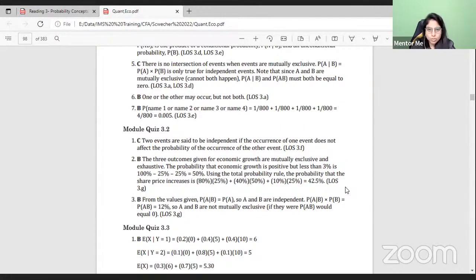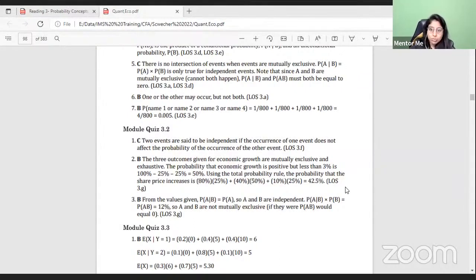Yes, that is simply because we cannot count 80 plus 40 plus 10 like that, because these are dependent upon certain other conditions. After taking those conditions into consideration, the final probability should not exceed 1. Now, what we want to know is the probability of the share price going up irrespective of whether the economy grows by more than 3%, whether it is simply positive or less than 0.